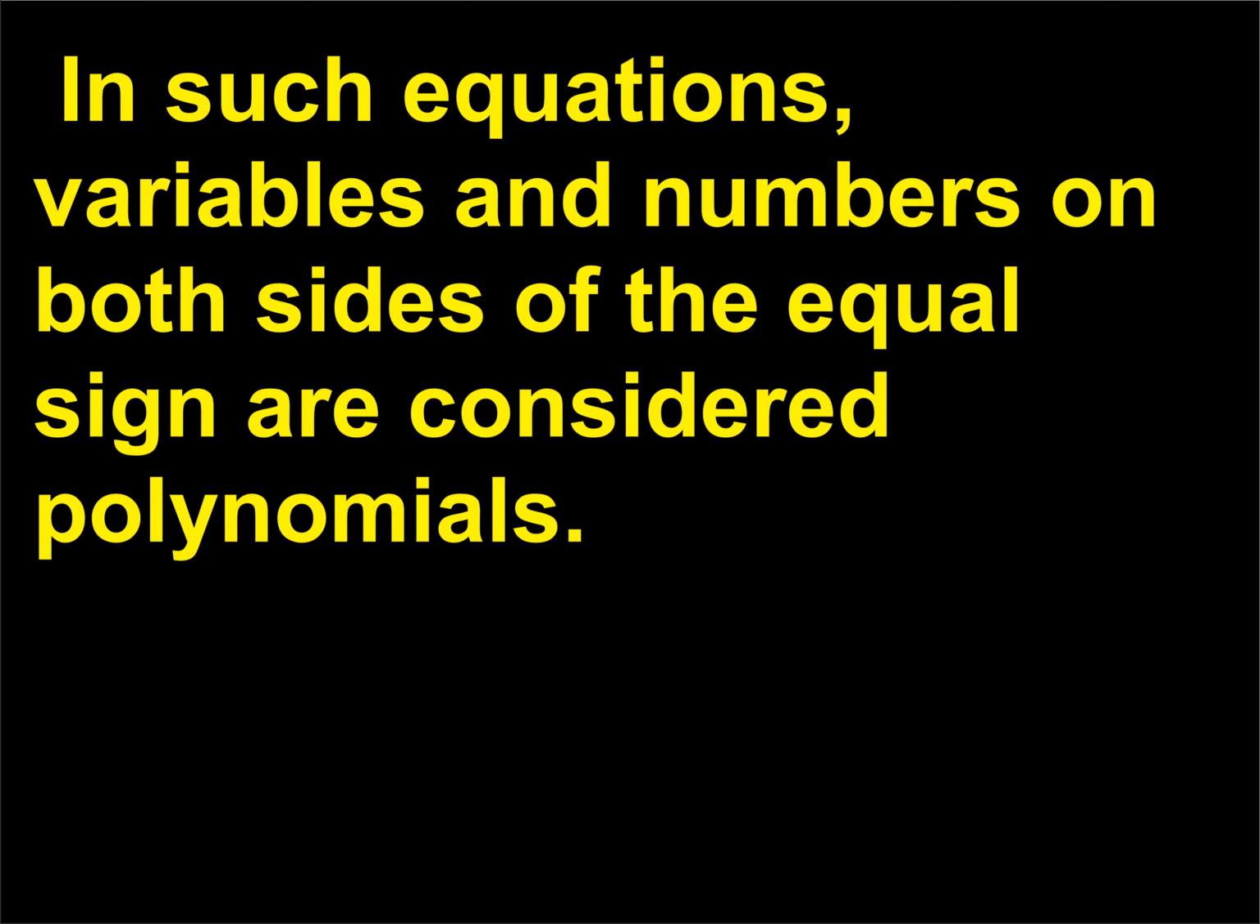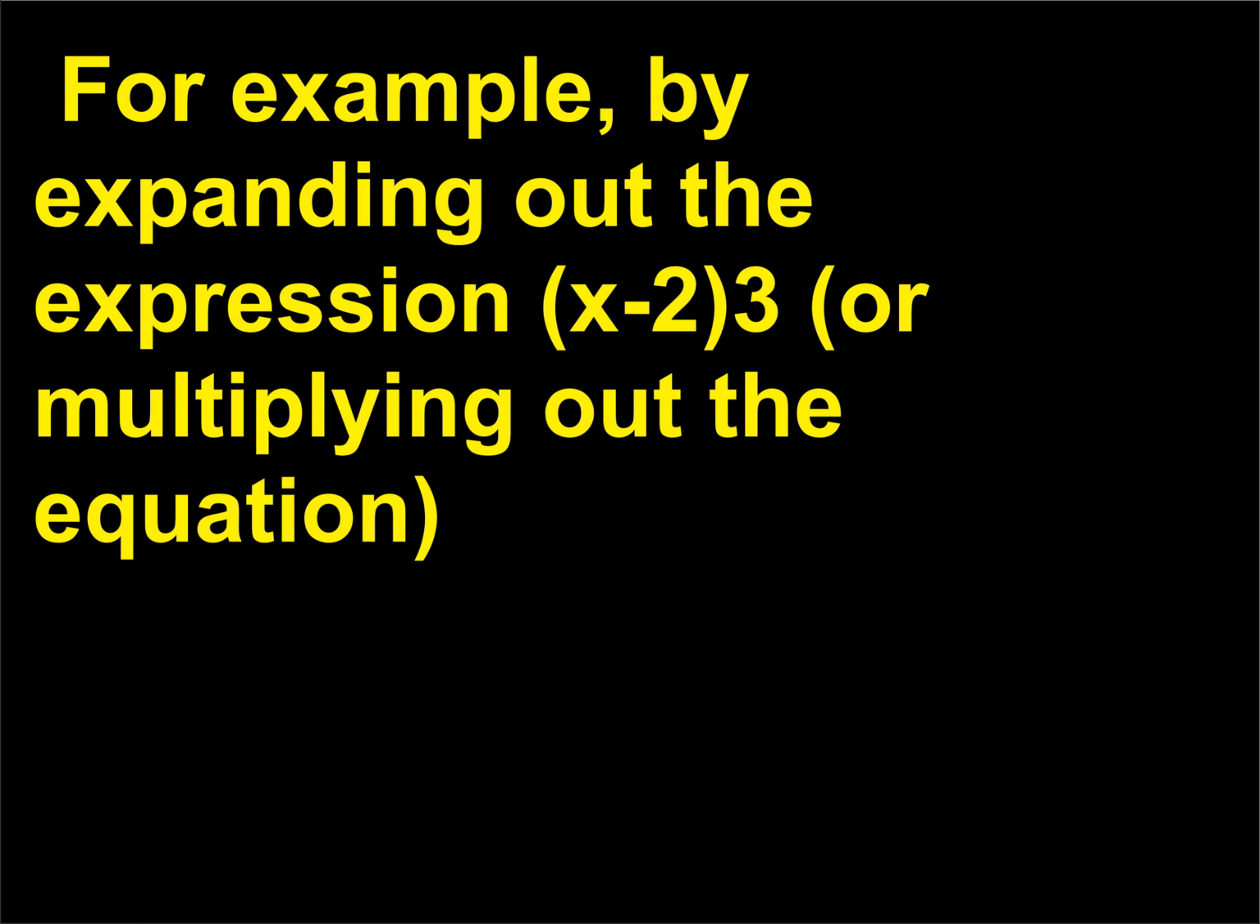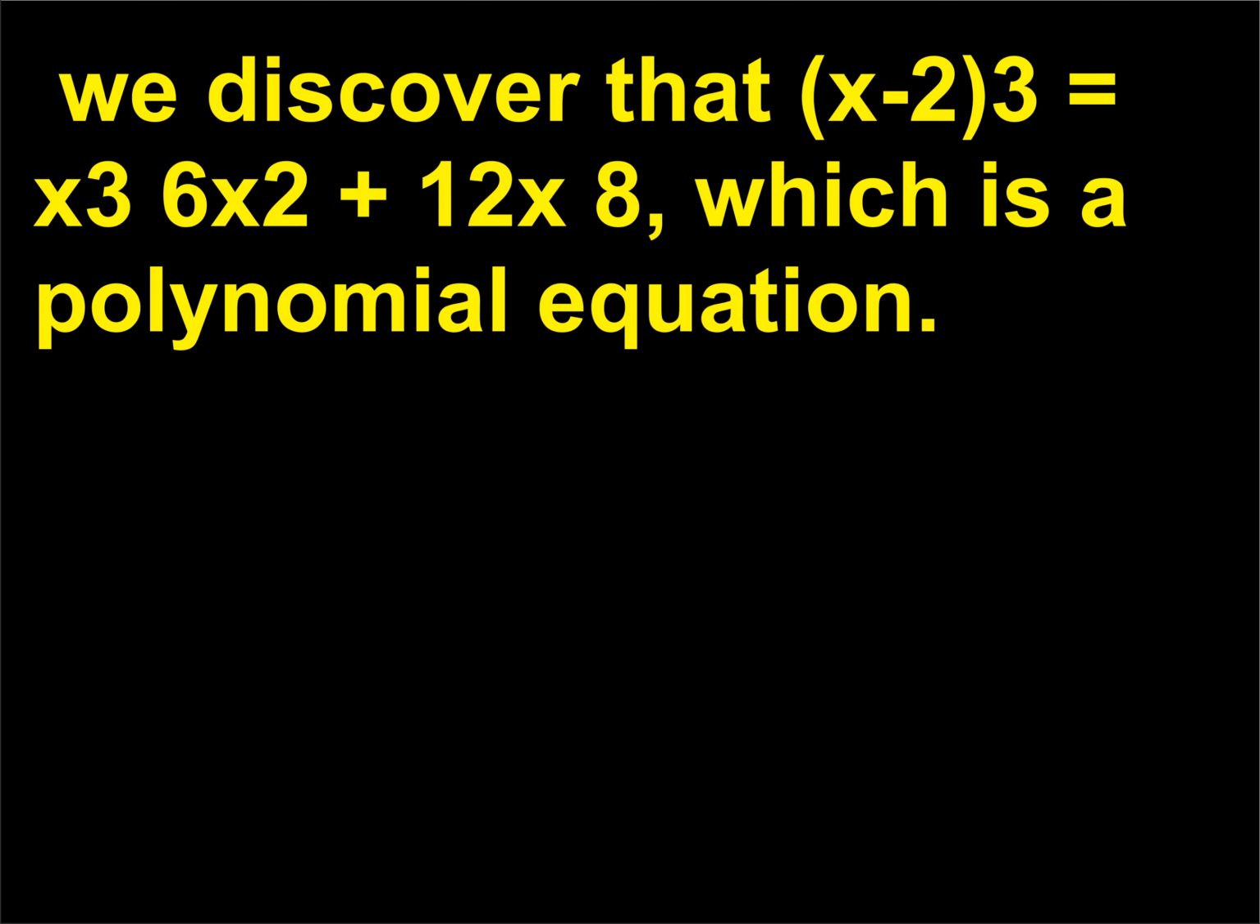In such equations, variables and numbers on both sides of the equal sign are considered polynomials. For example, by expanding out the expression (x+2)^3, or multiplying out the equation, we discover that (x+2)^3 equals x^3 + 6x^2 + 12x + 8, which is a polynomial equation.